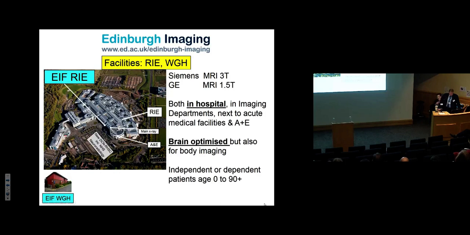The fact that it's in a hospital means that you can examine patients who are acutely unwell, and there's already a building portfolio of patient studies. It's also accessible to outpatients and healthy volunteers. It is brain optimized, but it is quite capable of doing all sorts of other forms of body imaging. It has a particular interest in trying to understand more about the brain across the life course. We've already started studies of neonatal subjects as part of the Edinburgh birth cohort to match the Lothian birth cohort, which has had such a massive impact on understanding aging and cognitive aging in particular.